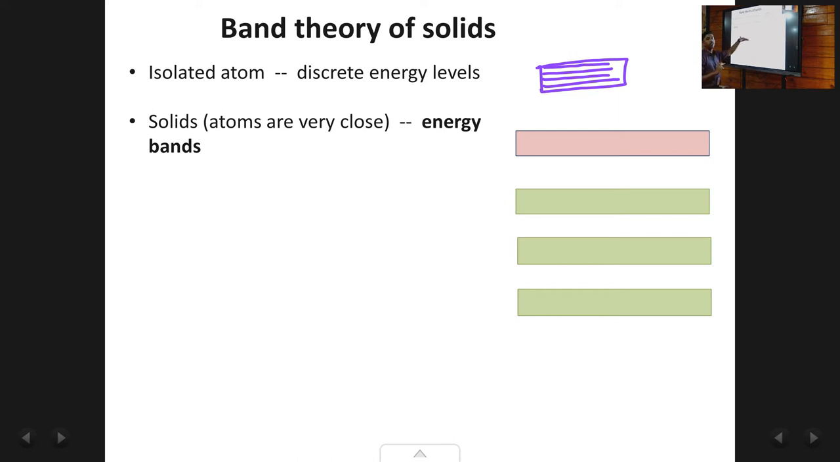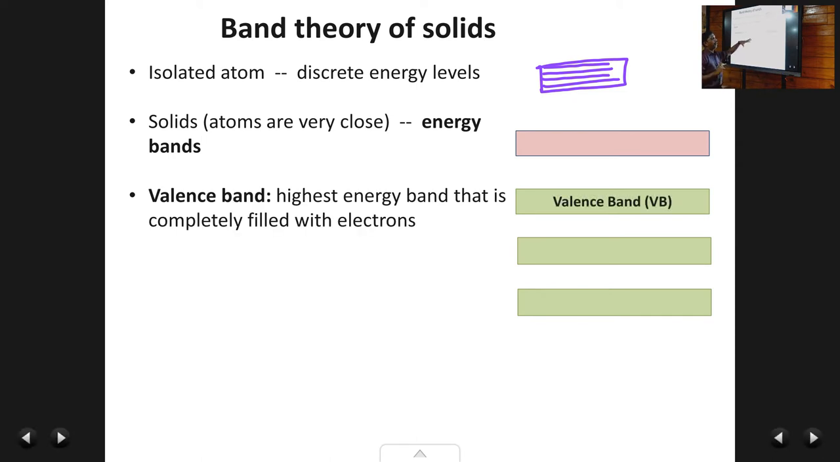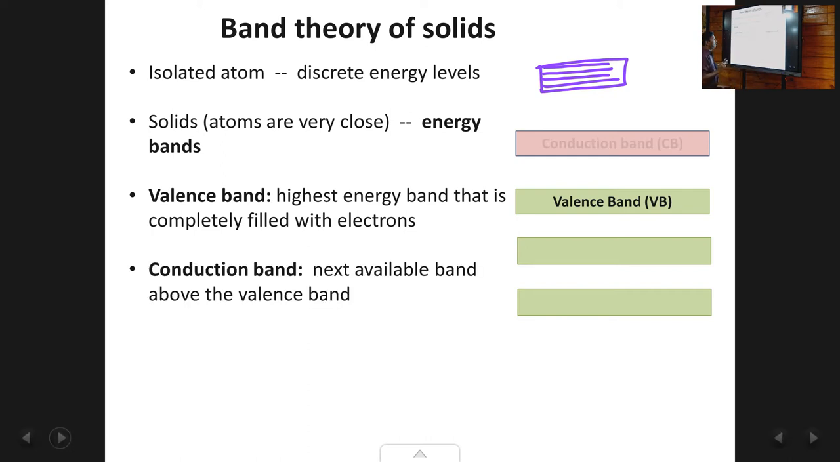Now these bands are given certain names. Out of all the bands, the highest energy band which is fully filled with electrons is called the valence band. And the energy band just above the valence band is called the conduction band. So what is the valence band? Of all the energy bands formed, the highest completely filled energy band is called the valence band, and the band above it is called the conduction band. The conduction band may or may not be filled. It can sometimes be completely empty, and sometimes partially filled also. So that's the conduction band.